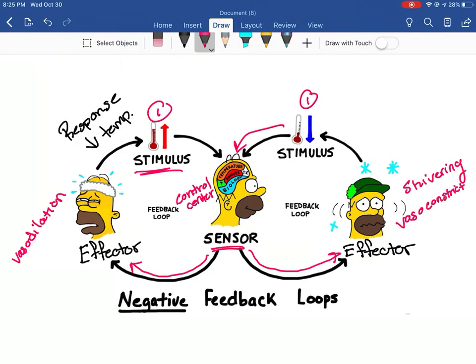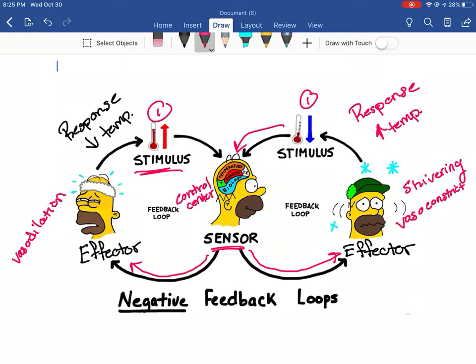Okay, the shivering is going to generate heat. The vasoconstriction is going to try to conserve heat. So that way, one, we're getting a little bit more heat in the body, and two, we're not losing as much heat. Now, hopefully, the response to that is an increase in temperature. Hopefully, once again, that stops. Your body warms up enough and your brain is happy and we're all good. So these are negative feedback loops. Your negative feedback loop is trying to maintain normal.